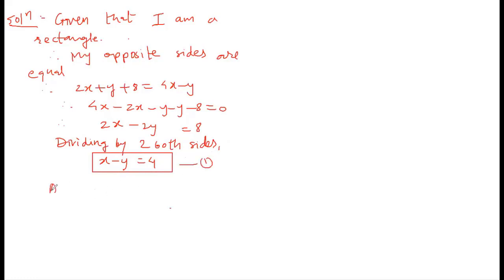Also, we have x plus 4 equals 2y. So therefore, the equation becomes x minus 2y equals minus 4. Let me call this equation 2.